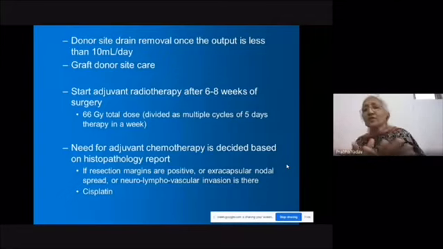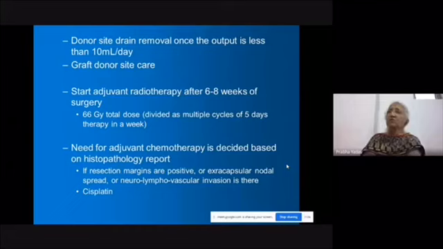I really don't think you need to know about the chemotherapy for your exam, okay? Because we are not really going to decide. That's a DMG decision which is taken in that meeting. So nobody will really ask you what chemotherapy will be given and what dosage.